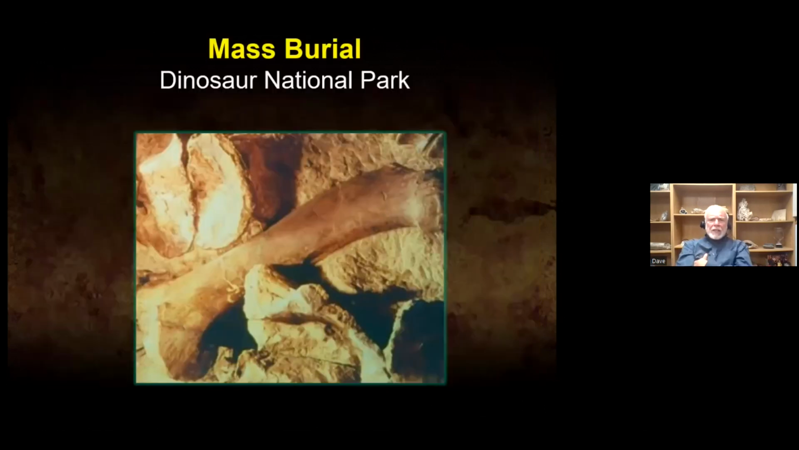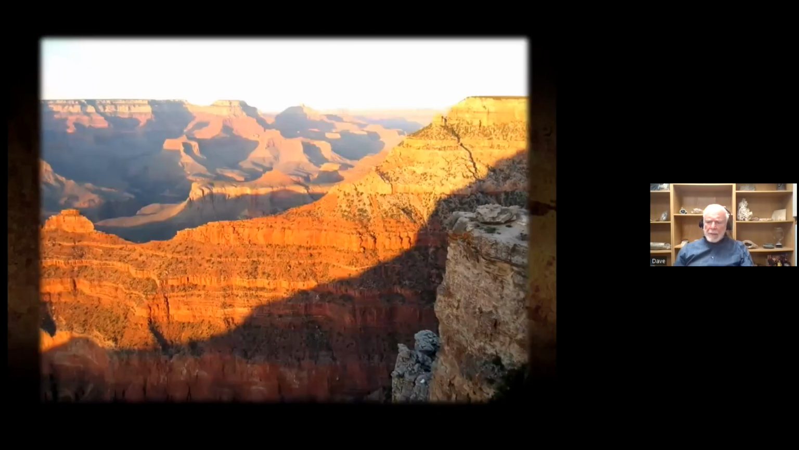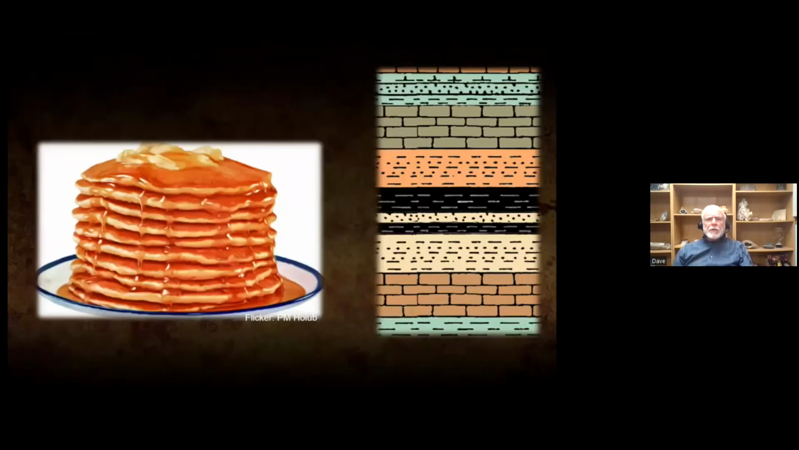All right. Mass burial, Dinosaur National Park. You find all these dinosaur bones representing about 92 dinosaurs, totally ripped up and then deposited. Mass burial of dinosaur bones. You know, it takes quite a current and a flood to tear apart a 70-ton dinosaur. But that happened. That indicated mass burial, indicating a flood. Okay, so you see why I have a different view.